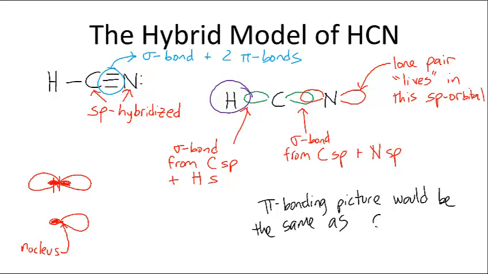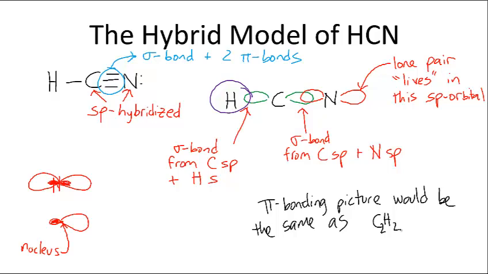Now again, I don't want you worrying about drawing these things. I'm drawing them so that you have something of an idea in your head, giving you the model so you have something of an idea in your head. But as far as what you need to be able to do, just identify sigma and pi bonds from a Lewis structure.